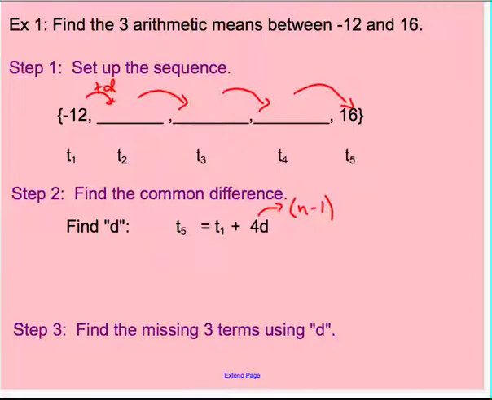So now we'll substitute what we know. Our 5th term is 16. Our first term is -12. And we need to solve for that common difference. So we add 12 to both sides and divide by 4. So our common difference is that we are adding 7 to each term. So I'm going to go back up to the top and fill those in. -12 plus 7 is -5, plus 7 is 2, plus 7 is 9, and 9 plus 7 does equal 16.